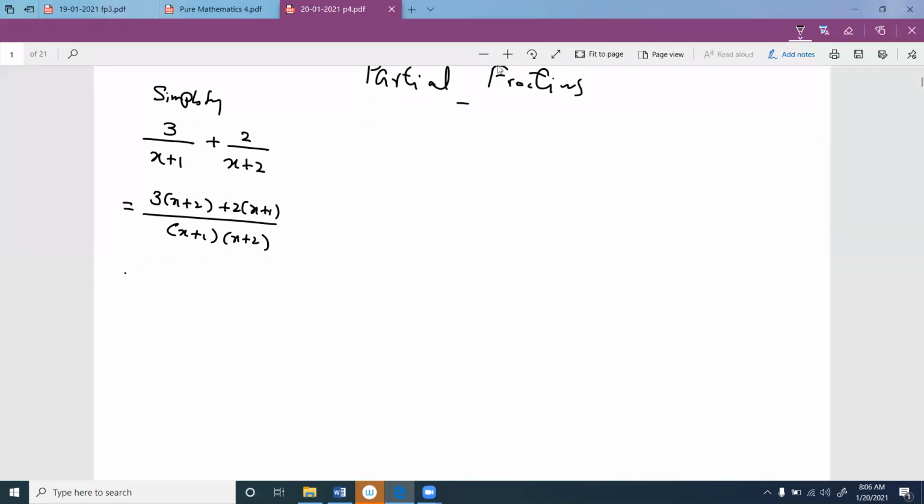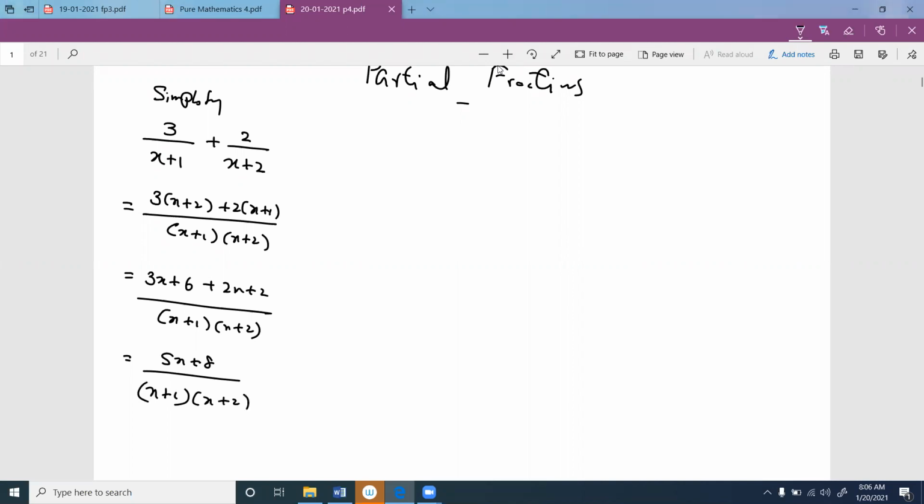If you simplify this, you get 3x plus 6 plus 2x plus 2 over x plus 1 times x plus 2. So you can say 5x plus 8 over x plus 1 into x plus 2. That is what you learn in IGCSE and even in the lower grades. We just learned this one, right?